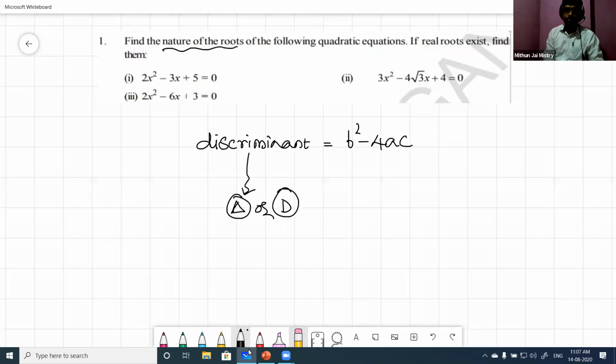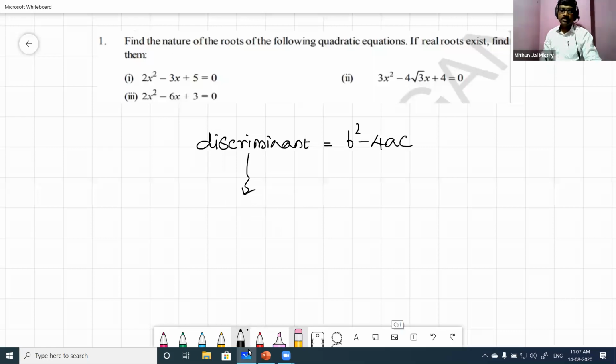Now we are going to talk about the nature of the roots.